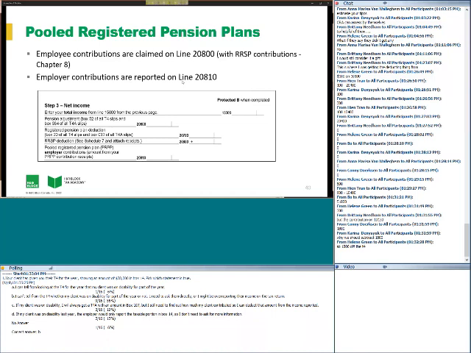It's treated more like an RRSP, so we're not going to talk about it until we get to RRSPs, and I teach you how to deal with those. It goes on line 20800, so we'll learn about that there. I haven't seen one yet in Manitoba, so I know they exist. I am prepared for them if they come. I have not yet received a pooled registered pension plan contribution slip, but they exist, so we're telling you.